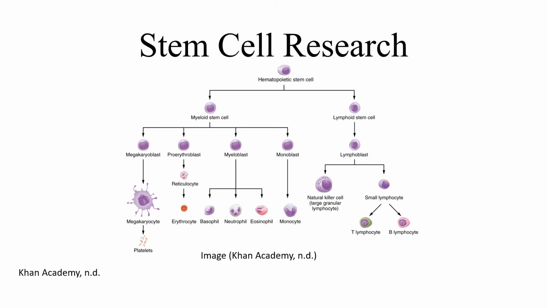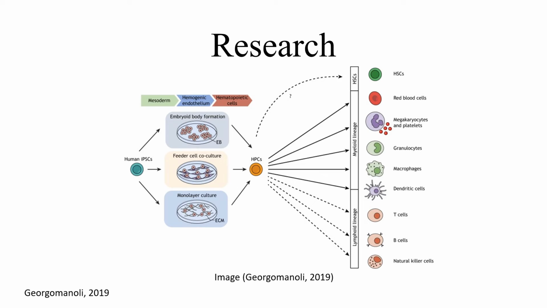Okay, so this is just a precursor to what we're going to talk about in the research here. The research is over induced pluripotent stem cells, which are called iPSCs. They're derived from somatic cells through a reprogramming process, which converts them to a pluripotent state. That is a state of embryonic stem cells.